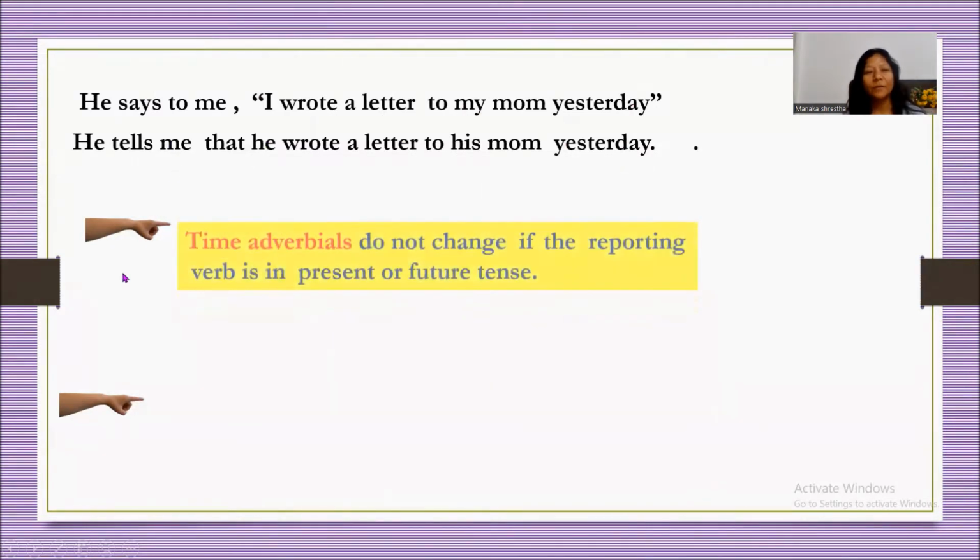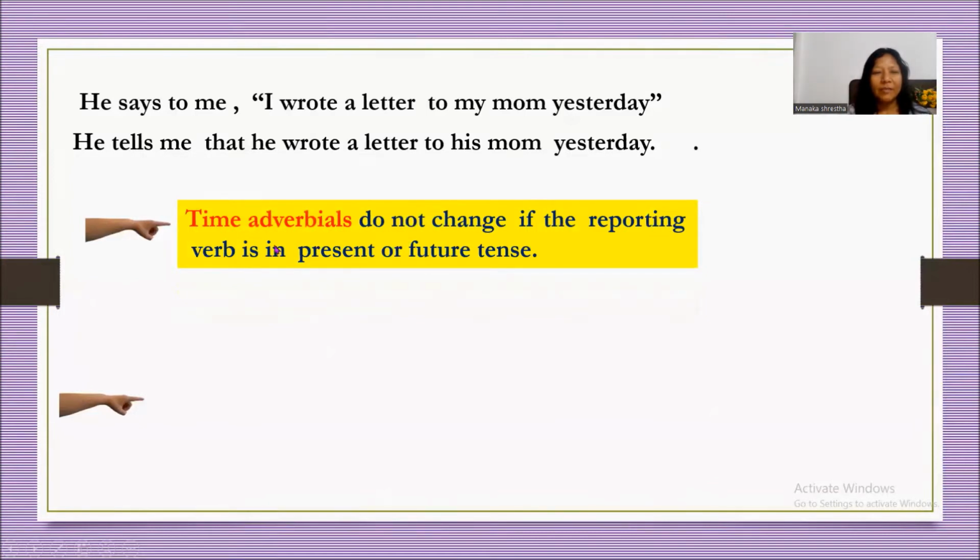Here is the rule. Time adverbials do not change if the reporting verb is in present or future tense. Here, says is the reporting verb, and it is in present tense. So the rule is, if the reporting verb is in present tense or future tense, the tense of the reported speech does not change and the adverb of time also does not change.